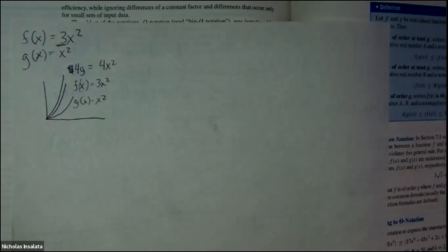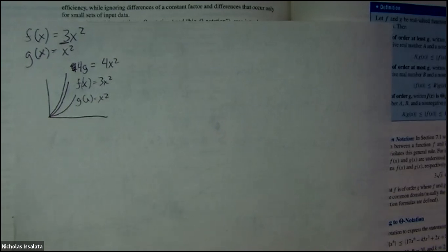Okay. Why would we not care about the coefficients on a function in computer science when we're measuring how long algorithms take? Why would it be that we just throw coefficients in the trash and they don't matter? Any ideas?